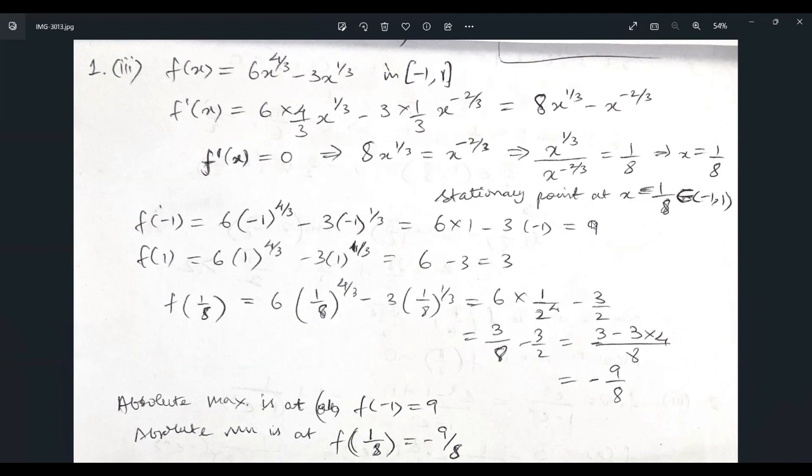Now we look at all the three values over here and see that the absolute maximum occurs at minus 1, the end of the interval, that is 9.